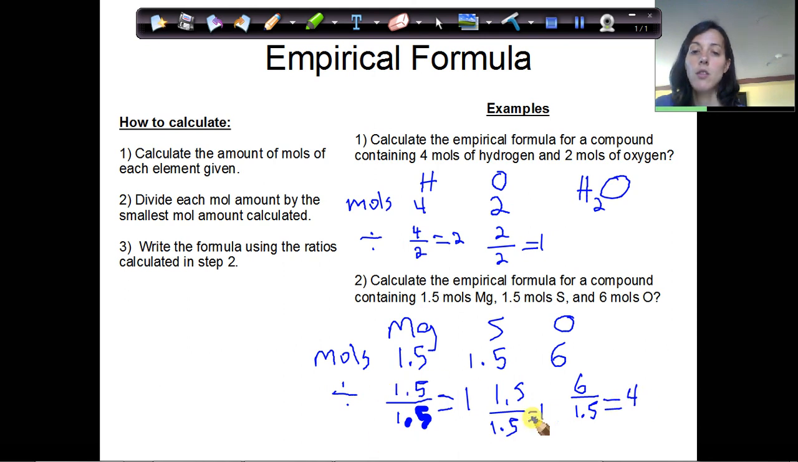So now we just need to write out the elements with these numbers we calculated in step 2. So Mg1, S1, O4. So the formula, and it's hard to see, let me write it over here. The formula just ends up being MgSO4 for that example. And that's how you calculate empirical formula.